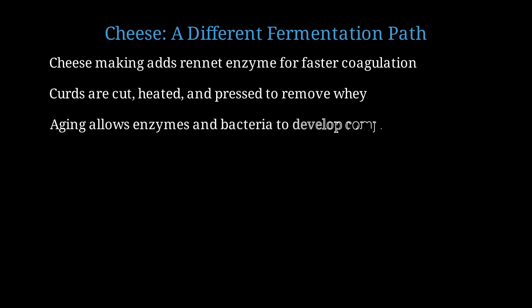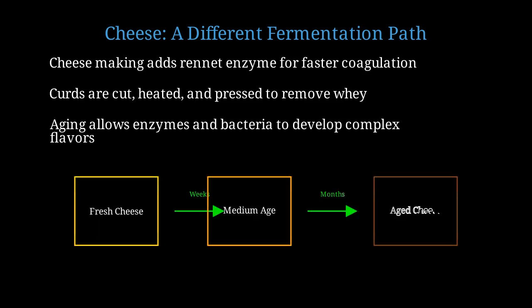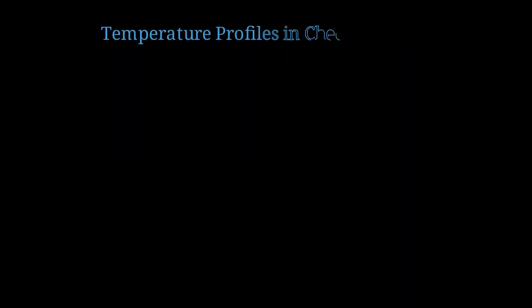During aging, which can last months to years, residual enzymes and bacteria slowly break down proteins and fats. This proteolysis and lipolysis create the complex flavors of aged cheese. This shows the progression from fresh to aged cheese. Color change represents both chemical changes and moisture loss over time. Different cheeses use different temperature profiles during production.